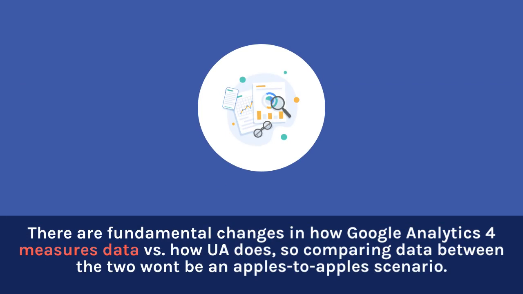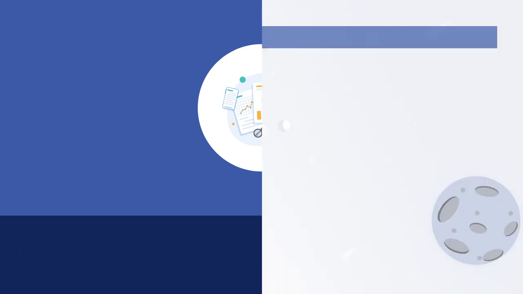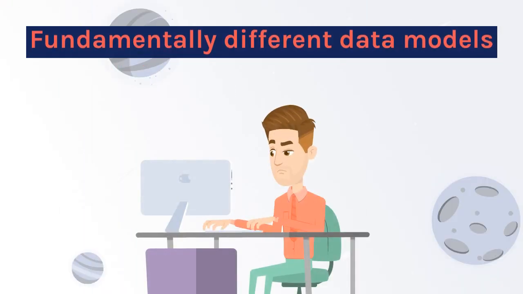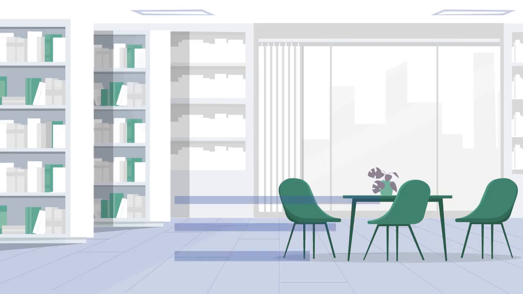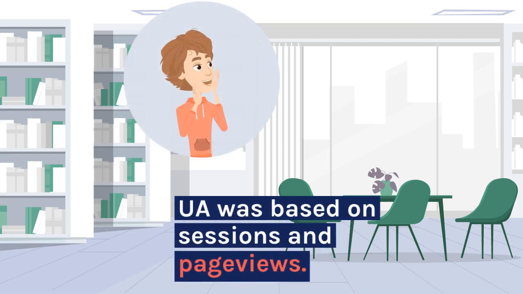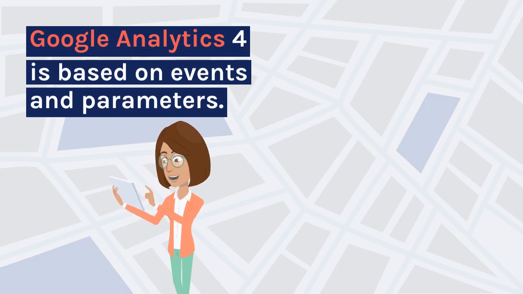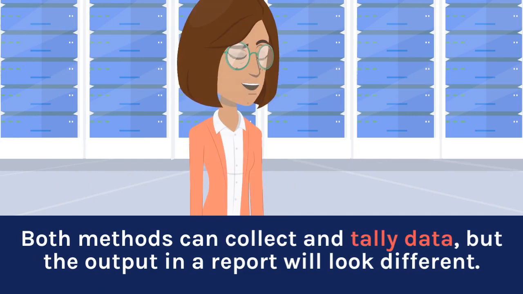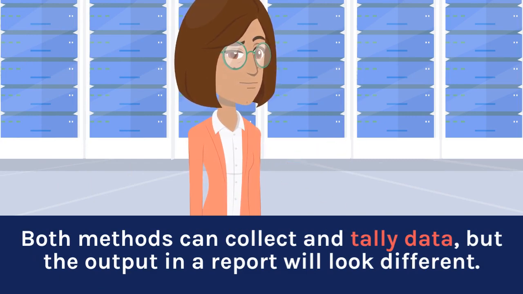There are fundamental changes in how Google Analytics 4 measures data versus how UA does, so comparing data between the two won't be an apples-to-apples scenario. Fundamentally different data models. UA was based on sessions and page views. Google Analytics 4 is based on events and parameters. Both methods can collect and tally data, but the output in a report will look different.